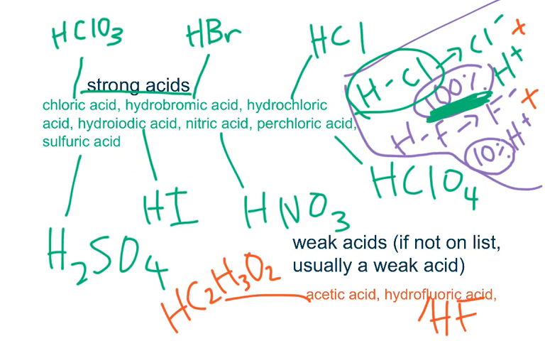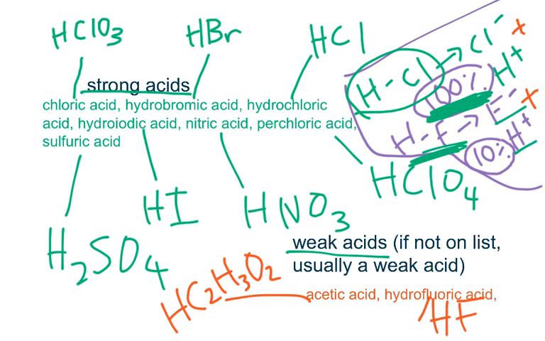Now, let's talk about weak acids. Weak acids, unlike strong acids, do not ionize 100% of the time. Instead, only a fraction of the weak acid will ionize in water into F- and H+, for example.